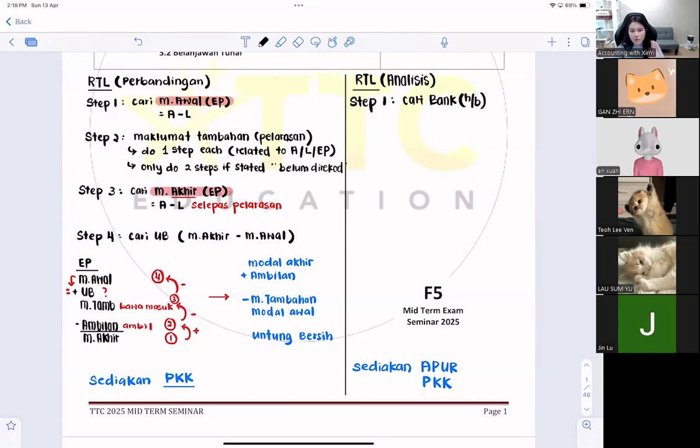Okay, now to be exact, why we are looking for bank at first is because bank's baki HP is found using baki BB bank tambah dengan semua penerimaan wang tolak bayaran. I wanted to write the full name, but I really cannot fit, okay? So I just put bayaran lah, is that right?